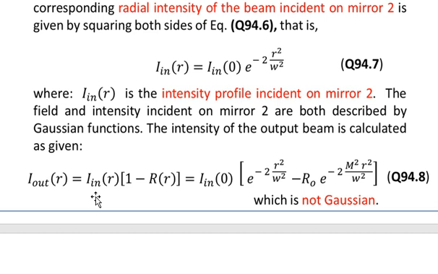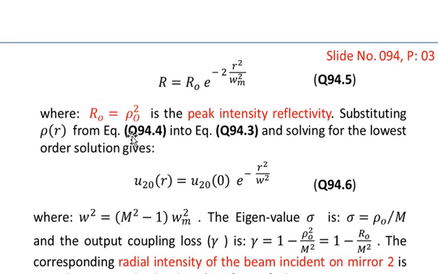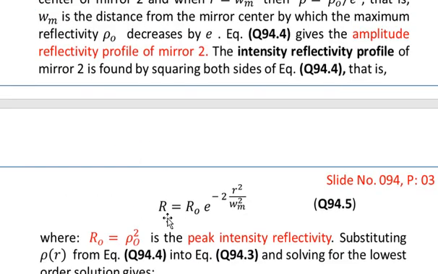So I_in of r multiplied by 1 minus capital R of r will give you the intensity that will transmit through the mirror. Its full description is given by using equation number 7, that is, the full form of equation number 7 can be substituted over here, and also the full form of capital R of r. And you see that the capital R of r, the full form is this one.